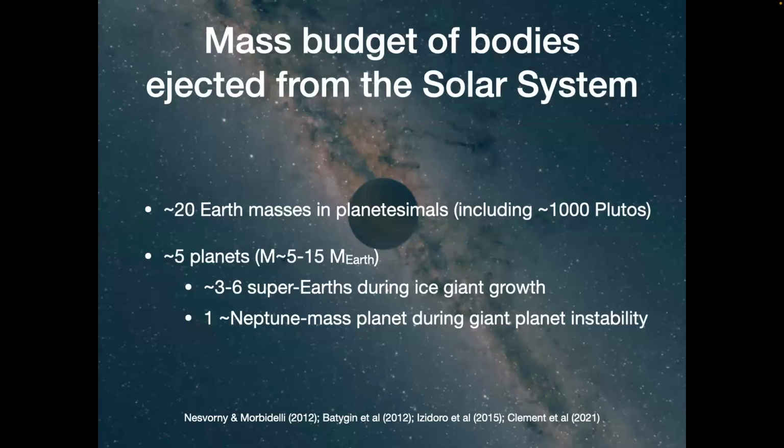And so in terms of a mass budget, right, how much stuff got kicked out of the solar system? Well, based on these two phases of instability, we think that something like 20 Earth masses in planetesimals got ejected, including, based on a question yesterday, maybe 1,000 Plutos or so. And maybe 5 or so planets got kicked out, a few super Earths during the growth of the ice giants, and that extra ice giant as well during the other instability. So that's kind of the mass budget of what we think the solar system kicked out.